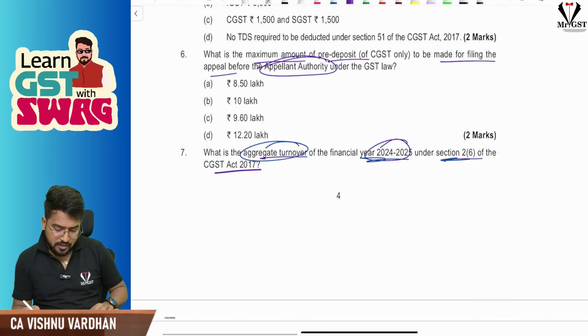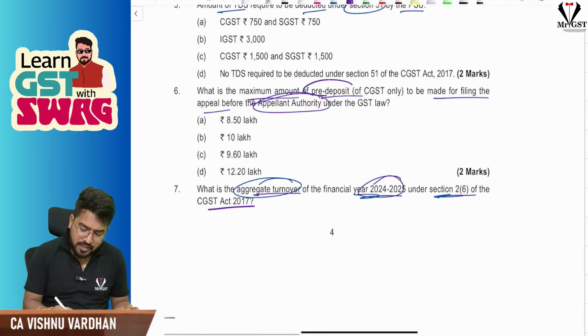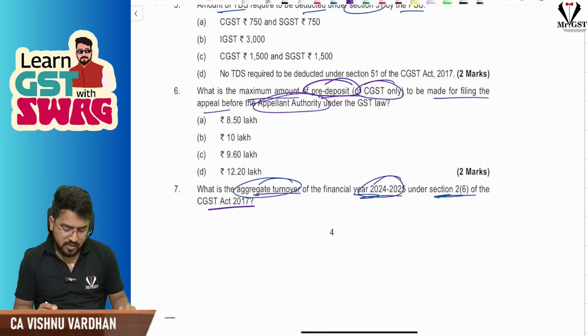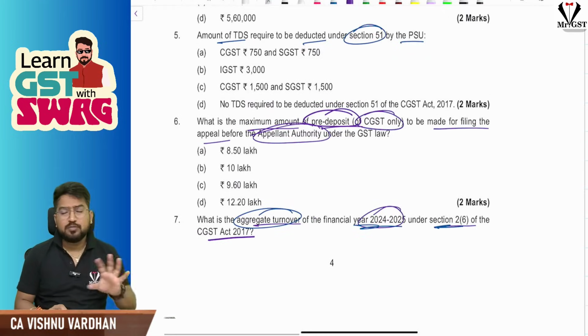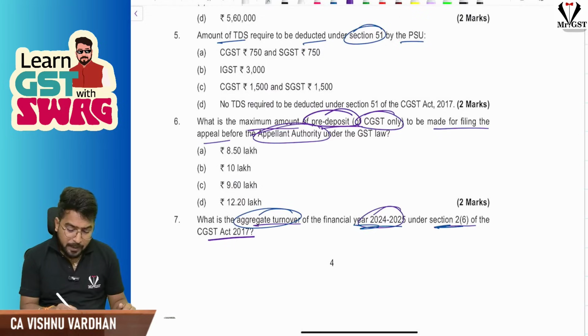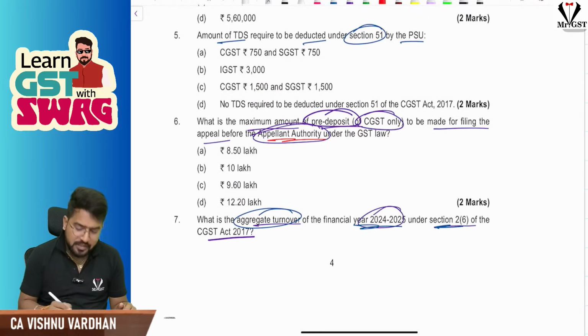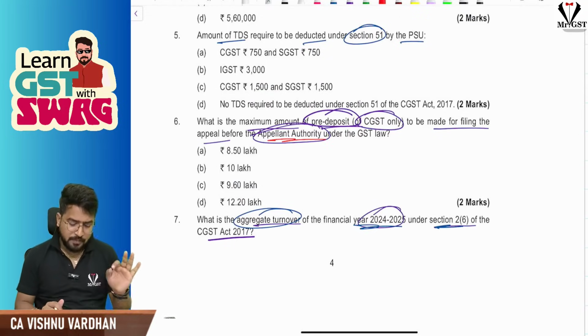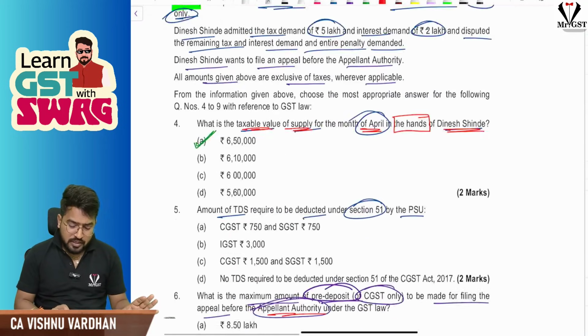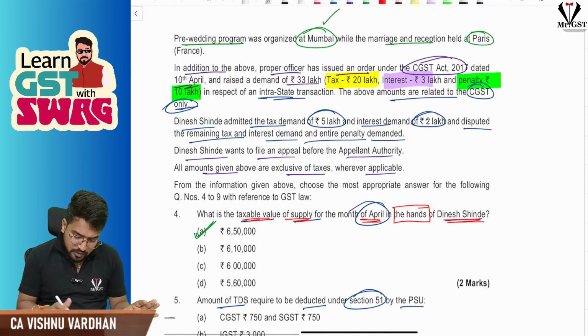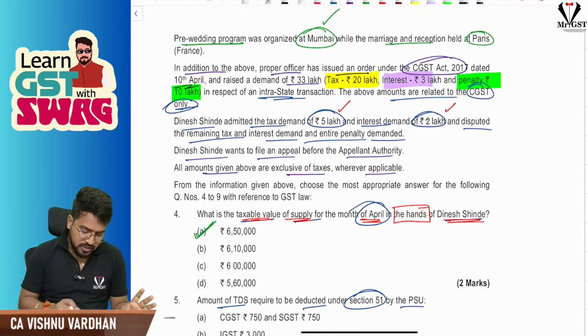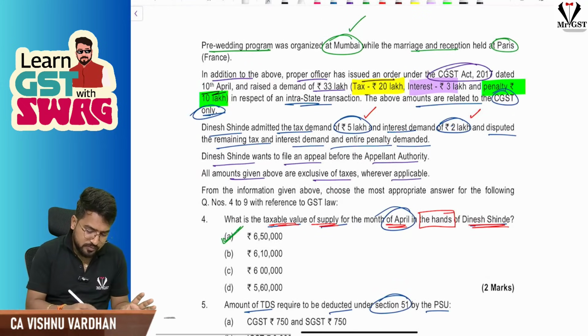Now, if you see here, we have seen the question regarding pre-deposit under CGST only. Sir, first of all, how much pre-deposit should you make when you're going to the appellate authority? Appellate authority 10%, appellate tribunal 20%. You know that. Sir, first of all, he has admitted 5 lakhs and 2 lakhs. He should first deposit that. Okay, 7 lakhs he should deposit.